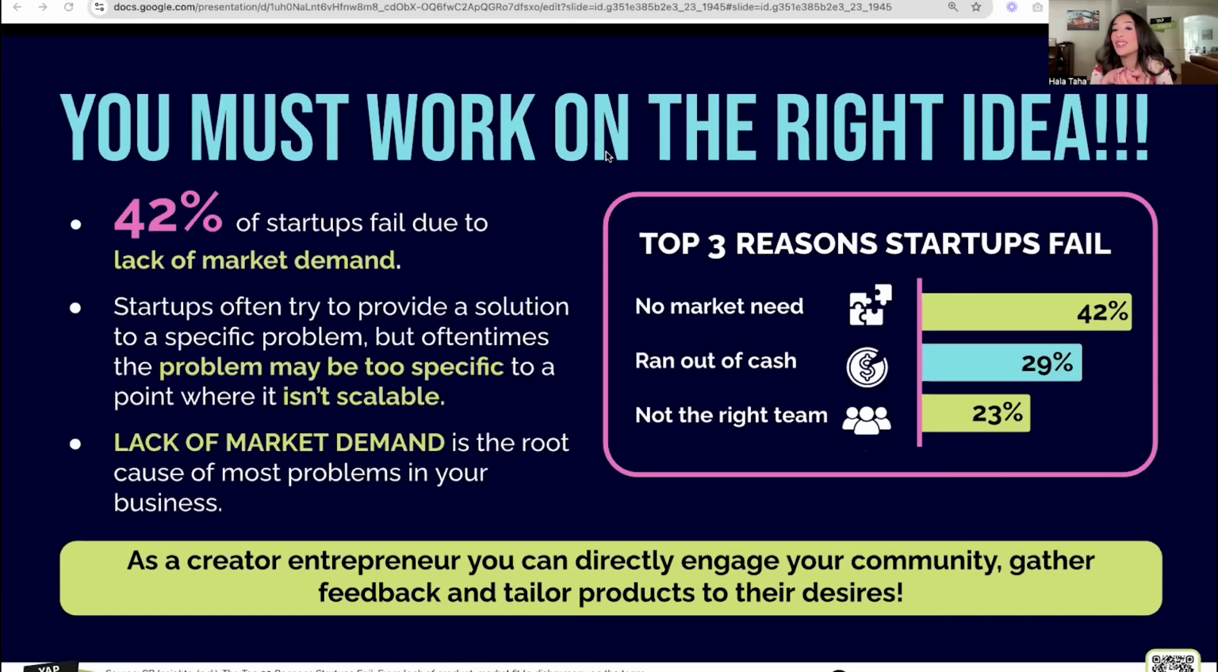And want to know something even crazier? The next two reasons are all because of the first reason. You run out of cash because nobody's buying your stuff. You can't attract the right team. You can't pay them, and nobody wants to join your company because it's not desirable, because nobody's buying your stuff. Nobody knows your brand. So all the reasons add up to you're not working on the right idea. So from the start, you need to work on the right idea.